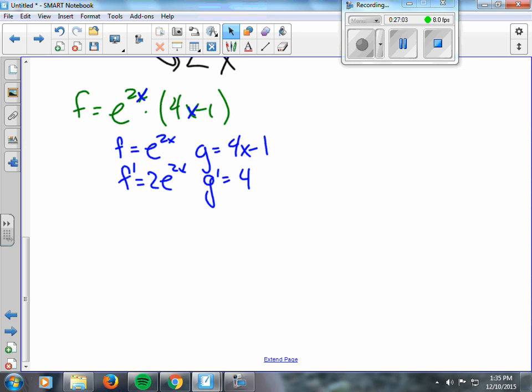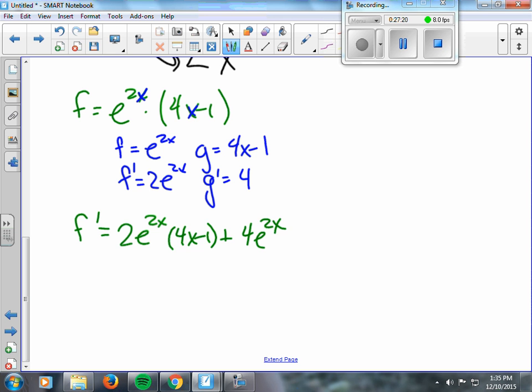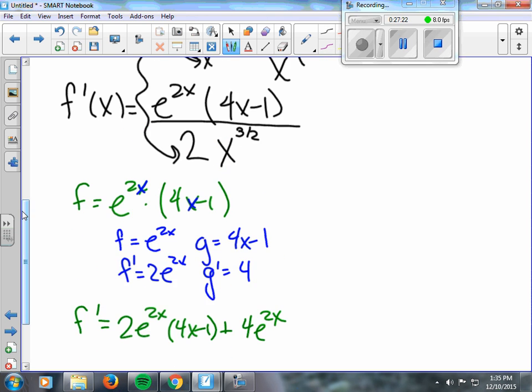And so when I use the product rule here, the derivative of the numerator of the function is f prime g, plus f g prime. Okay, so that's the numerator. I took care of the numerator.